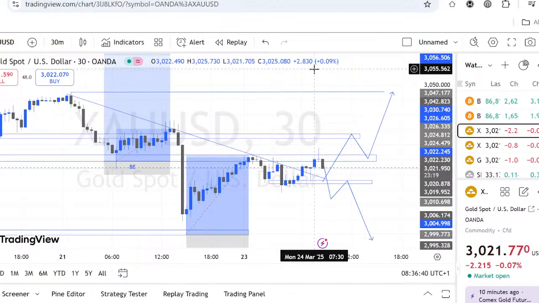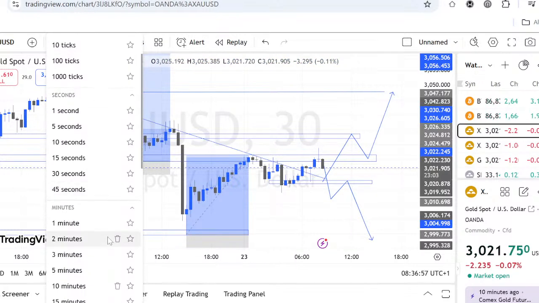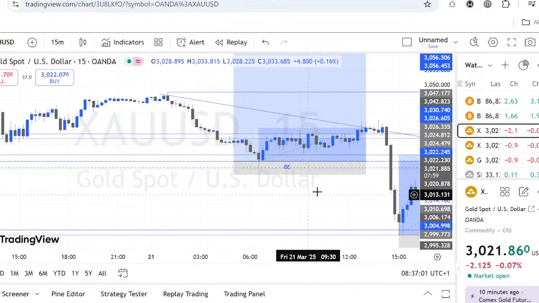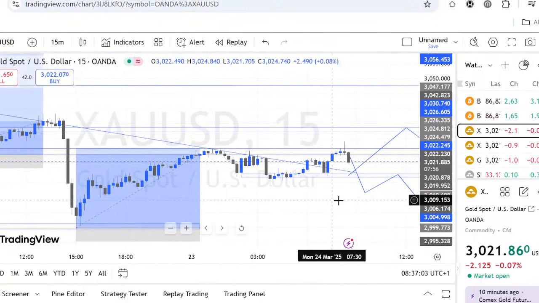Can't we take our entry off the 15 minutes time frame? Yeah, I just did the analysis on 30 minutes time frame. If you switch to 15 minutes time frame, you can see other key components that will give you what to do, either to buy or sell.